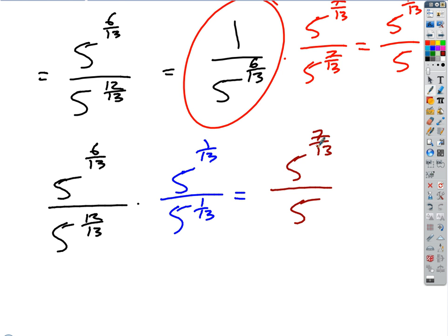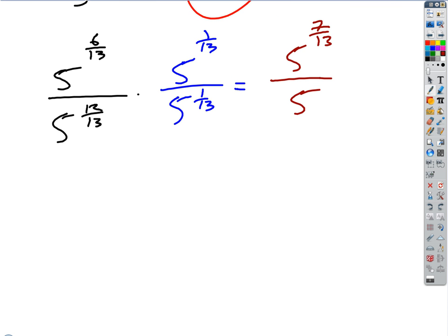Right. This is the equivalent of what we did back in chapter 5 when we had a stranded radical on the bottom, a stranded square root. So for example, if we had something like 3 over square root of 5, we multiply top and bottom by square root of 5. Okay?